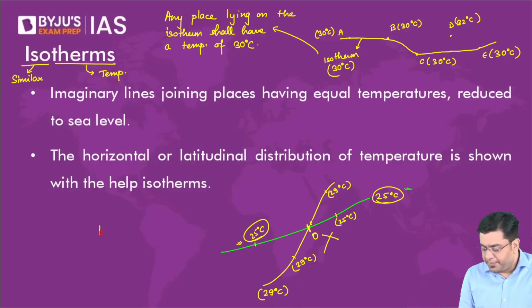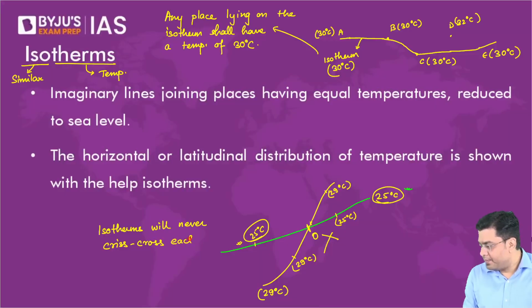So isotherms will never crisscross each other.